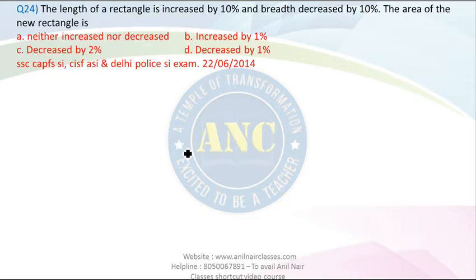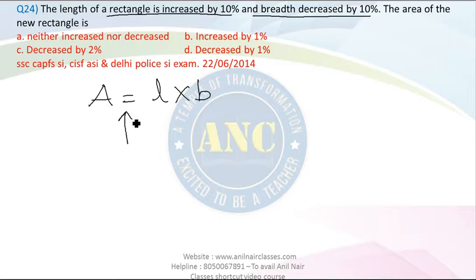Question number 24. The length of a rectangle is increased by 10% and breadth decreased by 10%. Area is length into breadth. Length increases by 1 by 10. Breadth decreases by 1 by 10. The area of the new rectangle is what? Options are given. Same logic.